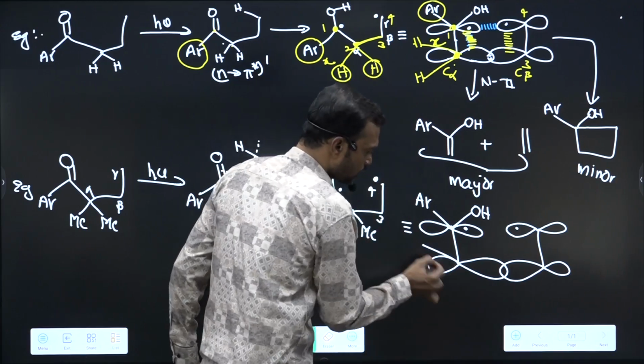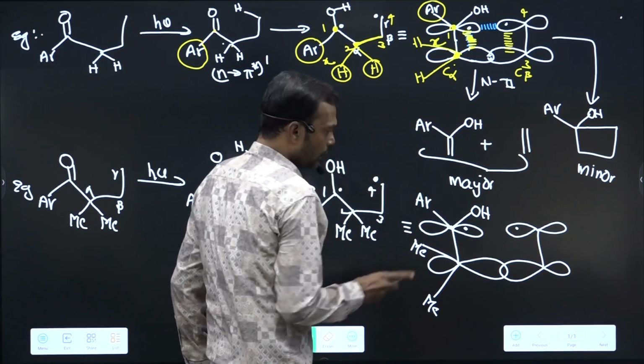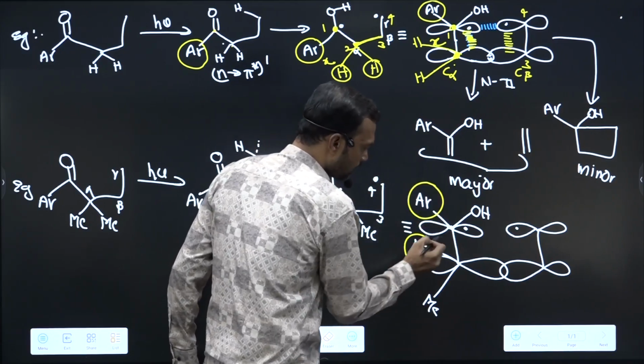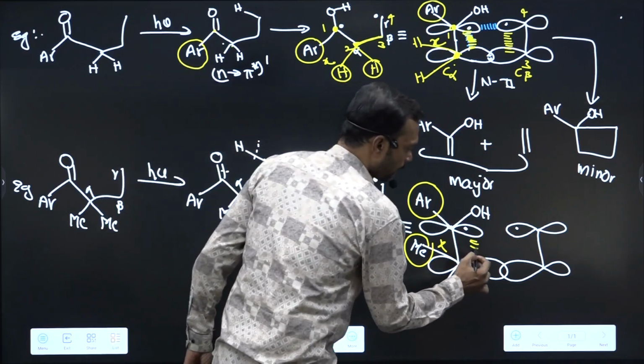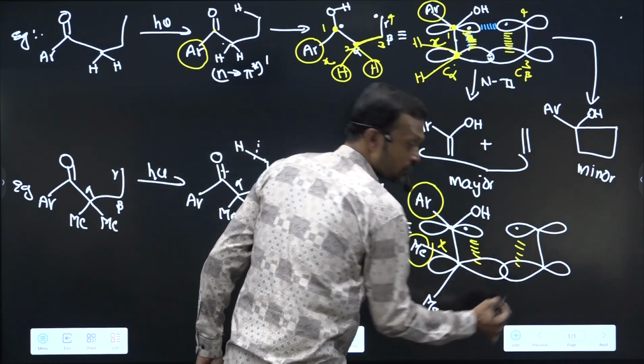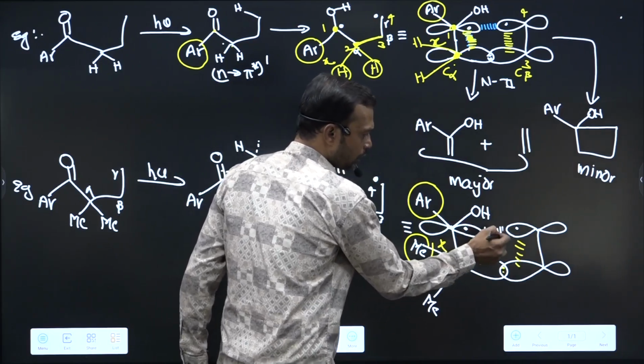But what is the difference between these two? Here I can write 2 methyls here. Okay, now this aryl ring and this methyl have crowding. Now this is called sidewise overlap. Sidewise overlap, this is sidewise overlap. Okay, and what about this one? This one is a linear overlap.